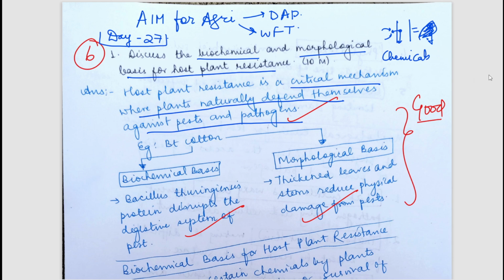So these are the biochemical, that is, any chemicals reducing the impact of pests. And secondly is morphological, that is, use of some kind of morphological changes in them so that the pests stay away, or making some kind of waxy surface, or making some kind of hairy growth on the leaves, so that the pests do not like it. So all these things are the biochemical and morphological basis of host plant resistance.